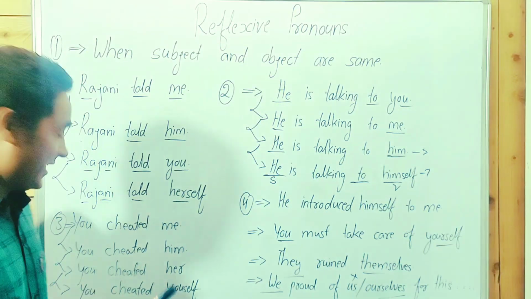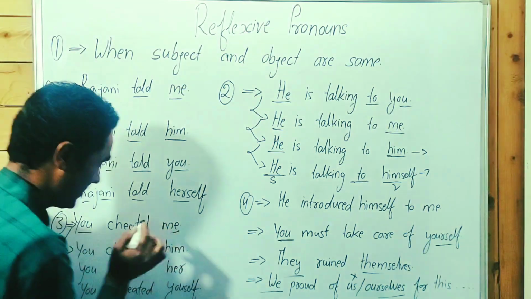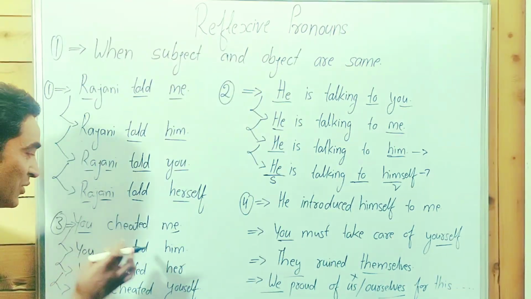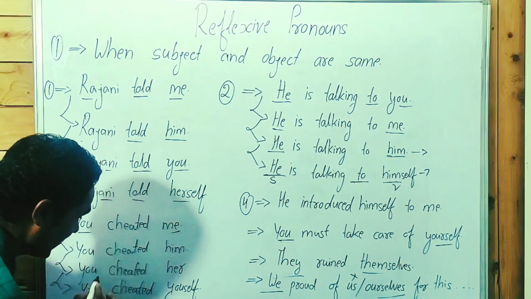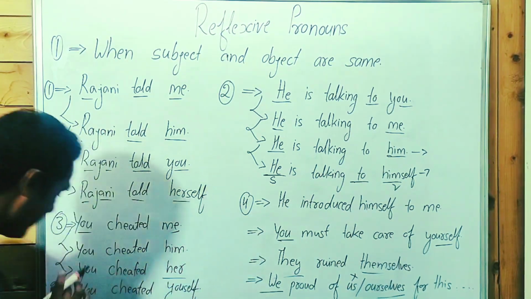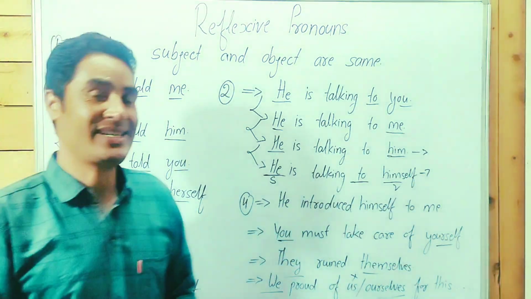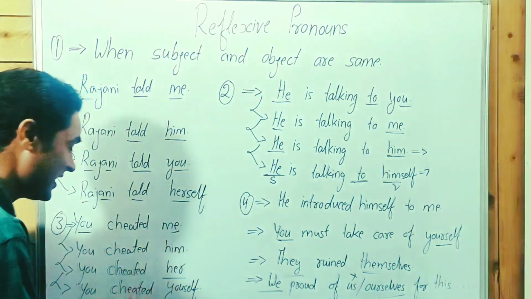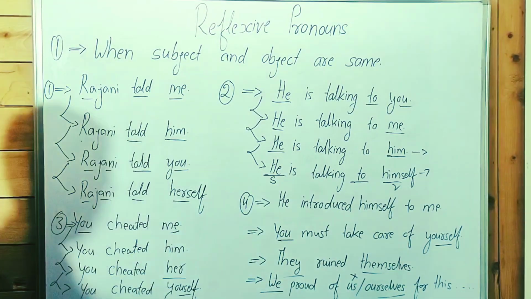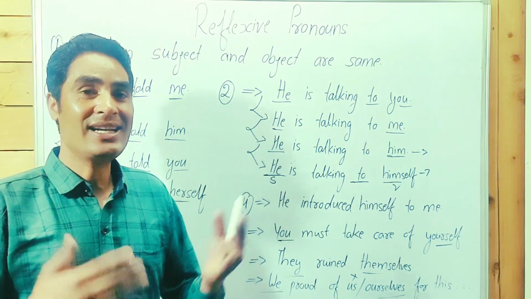You cheated me. Different subject and different object. Cheated is a verb. You cheated him. Different subject and different object. You cheated her. Different subject and different object. You cheated yourself. Same subject and same object of the verb. In this case, we use reflexive pronouns. I hope you understood. Let me write some examples.